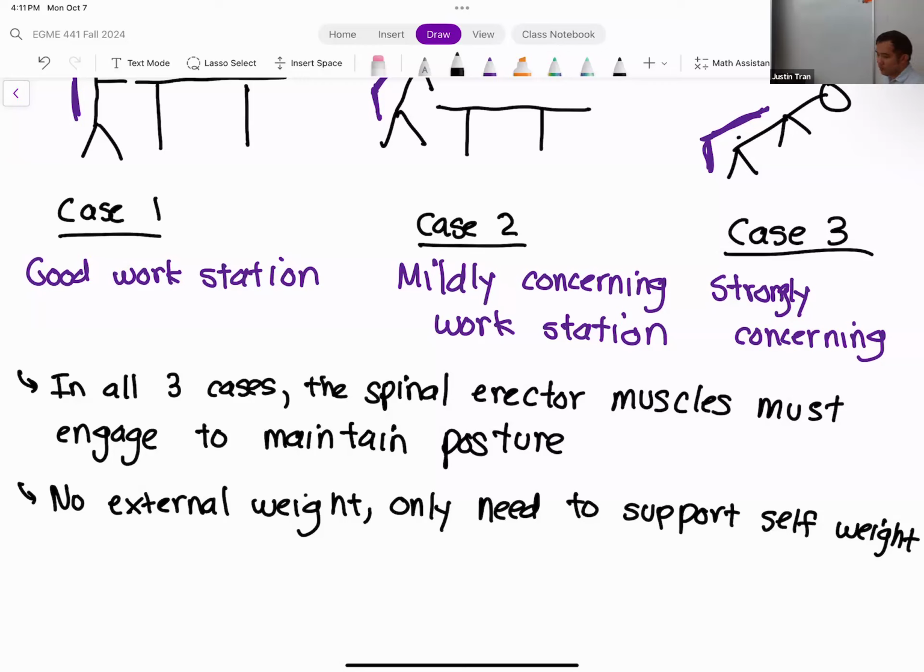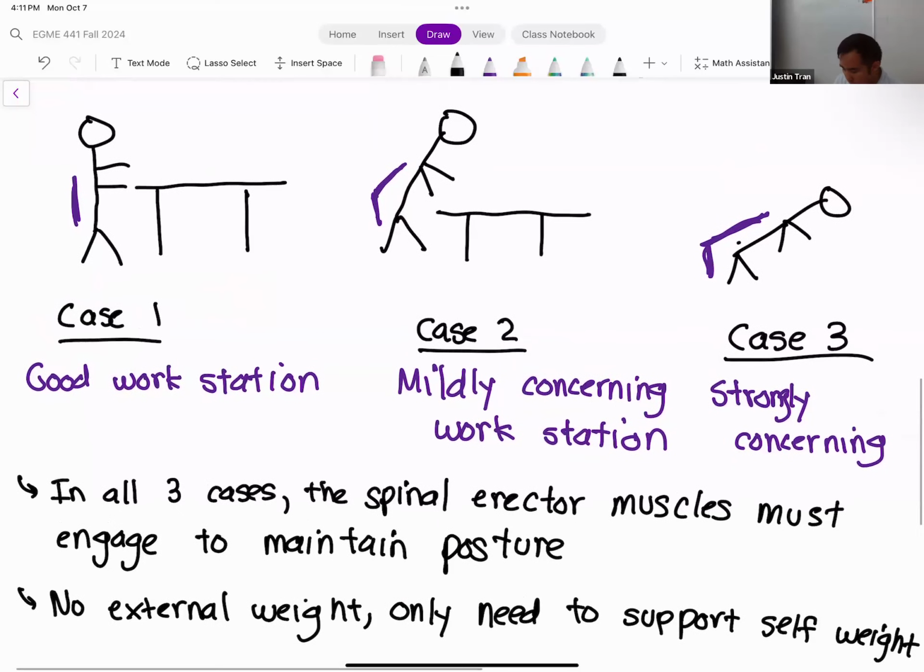And so even with just supporting yourself, what you're going to see is that depending on the angle of the back, there are going to be significant differences in how much work the body has to do. And there's also going to be significantly more risk to the spine in certain cases than others.